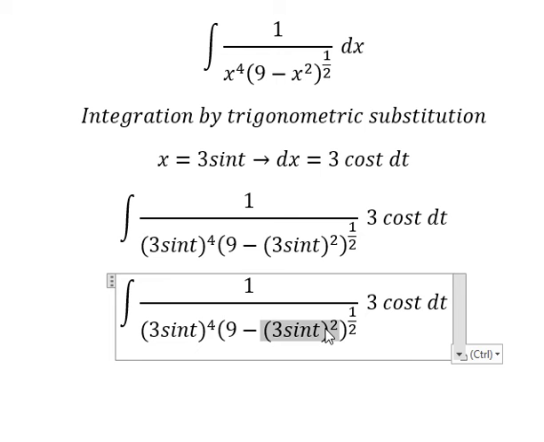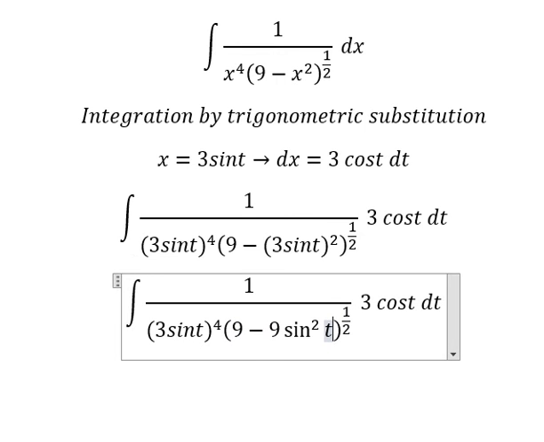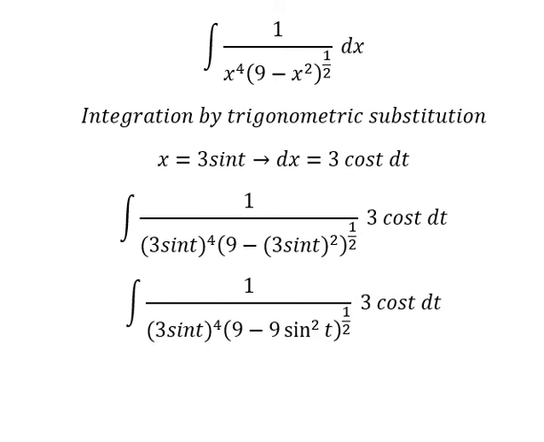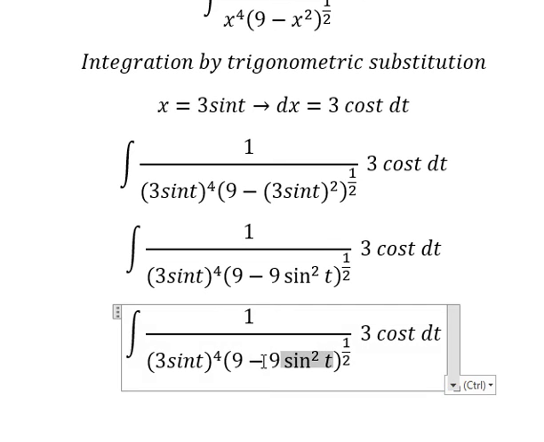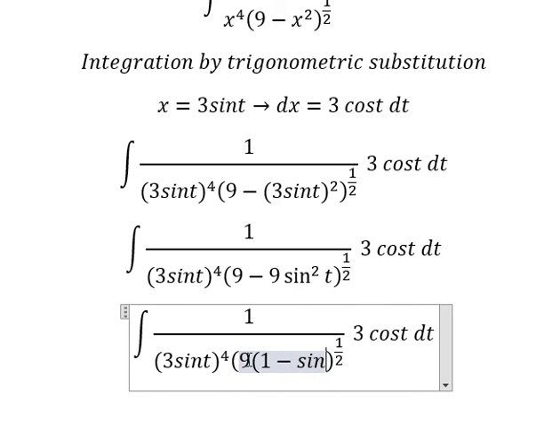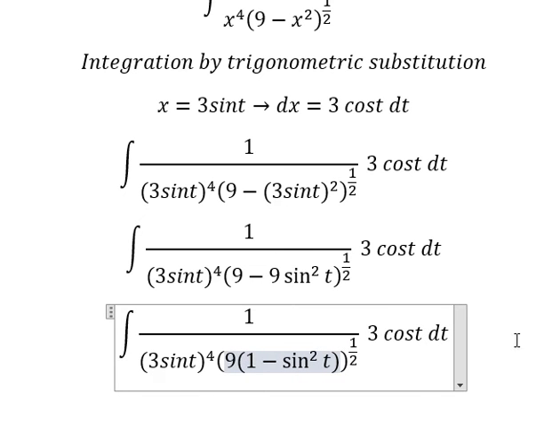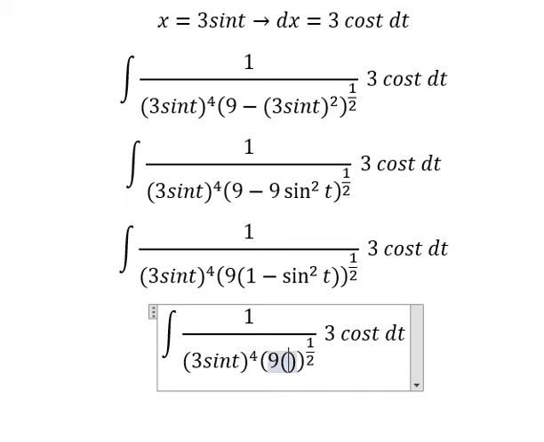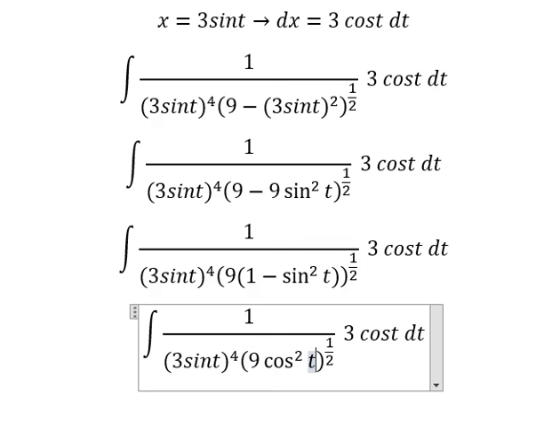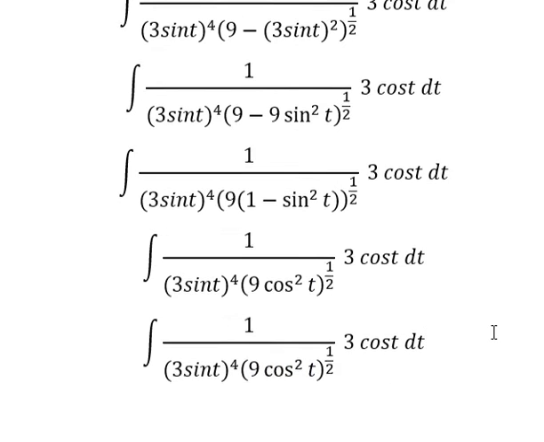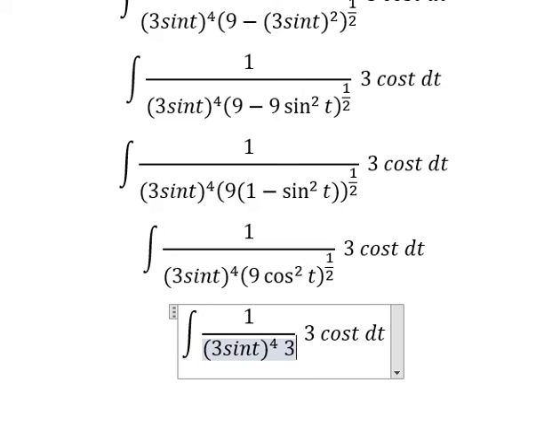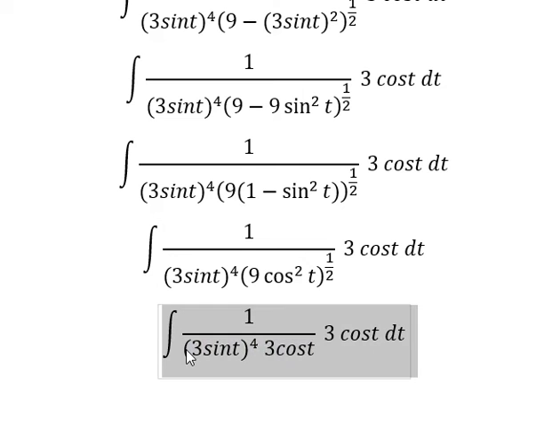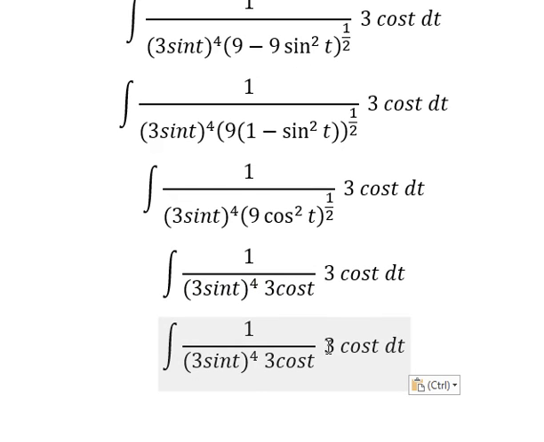So this one we have 9 sine t squared, number 9 and number 9. We can do factorization, 1 minus sine t squared we change by cosine t squared, and this one we have 3 cosine t. And now we simplify 3 cosine t on numerator and denominator.